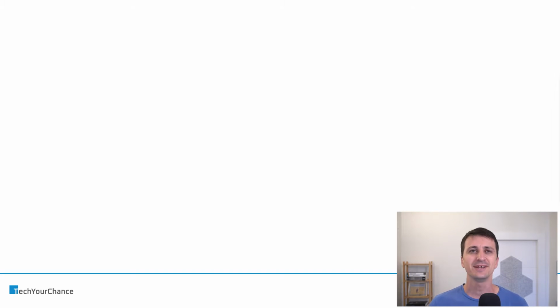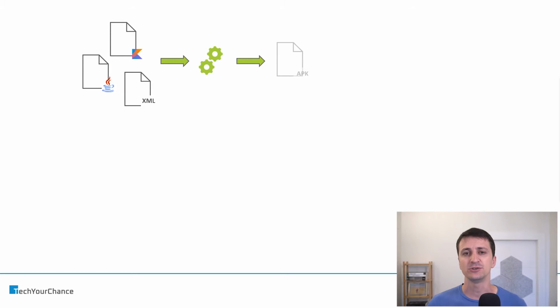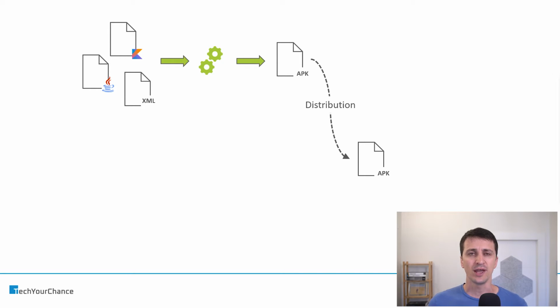Hello ladies and gentlemen, in this video we're going to discuss Android Debug Bridge, or in short just ADB, to remind you what's going on when we develop and deploy our apps. So we take the source code and convert it during the build process into APK files, and then those APK files are being distributed to end devices.